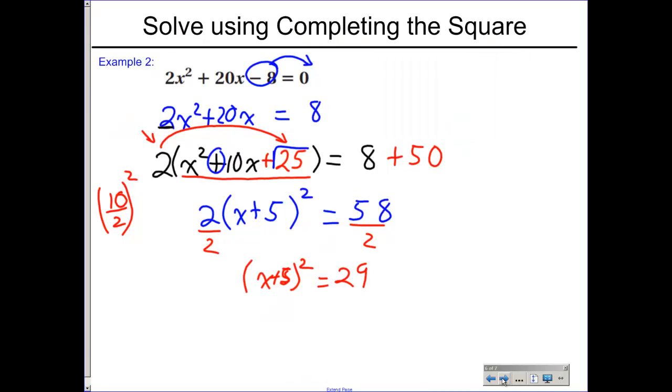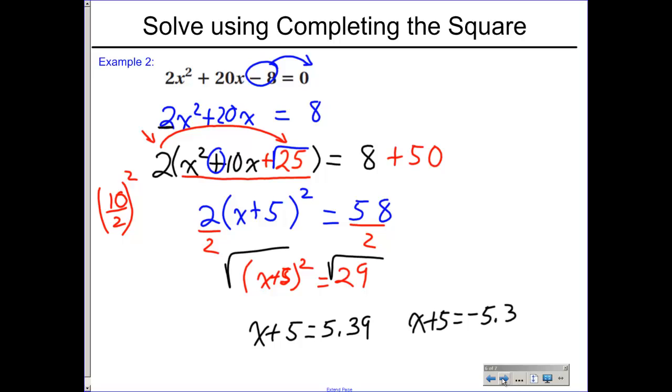And now I can take the square root of both sides. So I'll have x plus 5 equal to, now this 29 is not a perfect square, so I'm going to have to round that. So when I take the square root of that, I'm going to estimate it to 2 decimal places, so I'm going to call it 5.39. And I'm going to also write x plus 5 equal to a negative 5.39.